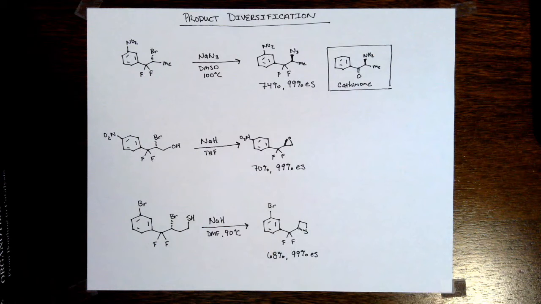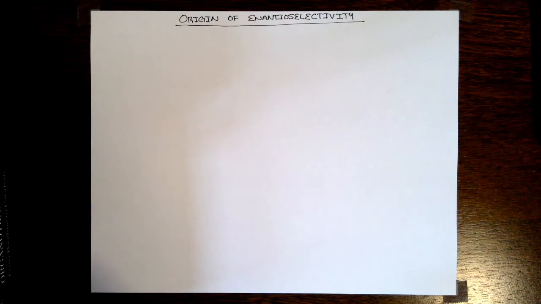They go on to show that they can form, again in extremely high enantiospecificity, through an intramolecular SN2, an epoxide from an alcohol and a thietane from a thiol. Just these simple transformations show that from this reaction, you're able to diversify readily this benzyl gem-difluoride. They finished this paper really trying to get at the origin of the enantioselectivity in this reaction.